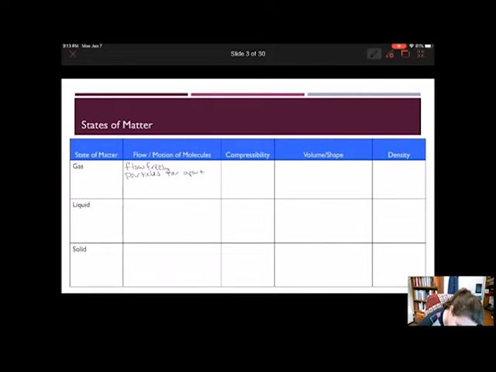I'm going to put kinetic energy as just KE. So the kinetic energy of the particles is significantly greater than the attractive forces. Because we've got so much space in between our molecules or particles, we would say that gases are very compressible. And since these are free-flowing particles that can compress and expand, they're going to assume the volume and shape of their container.